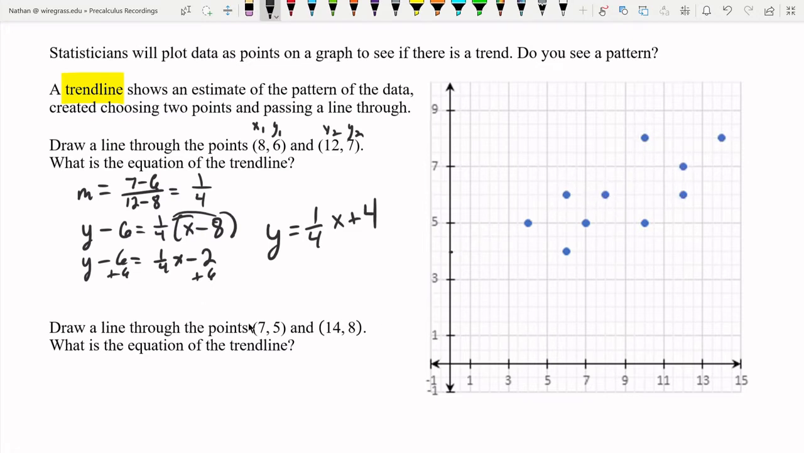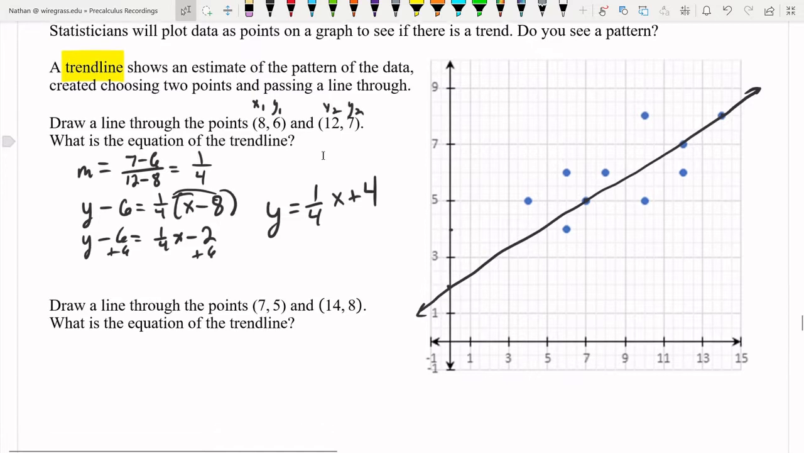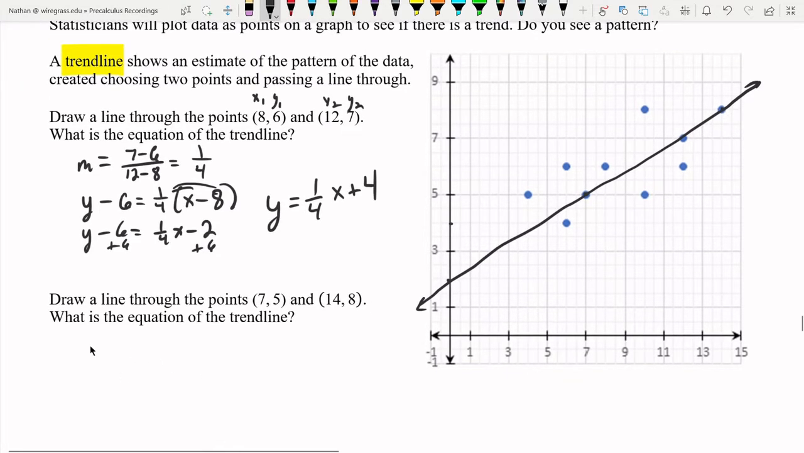So now let's look at 7.5. 7.5 is right here. And 14.8. 14.8 is this point there. Okay, draw a line between those 2 points. It looks like it goes through 2, but I'm not sure if it does or not. Let's go ahead and solve for it. I'll name this one x2, y2 now, and this one x1, y1, just to show you it doesn't matter which one's which.